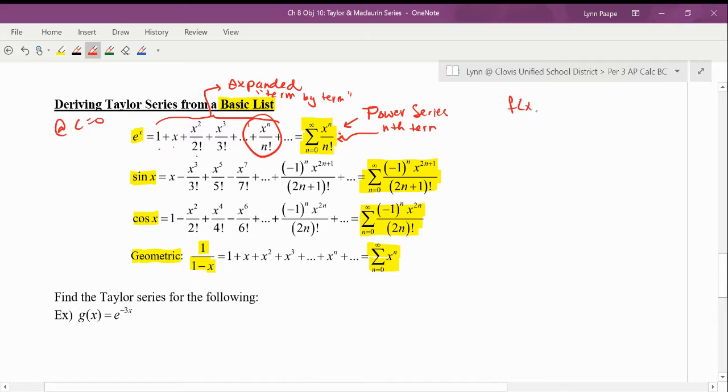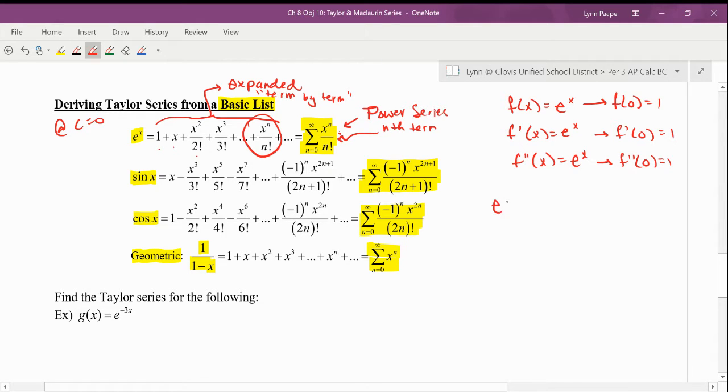So if you're like, oh man, I don't remember what it is, you would write e to the x. And then what is f prime? Well, that's also e to the x. And what is f double prime? That's also e to the x. And then it's centered at 0. So then f of 0 would be e to the 0, which is 1. And then f prime of 0 would still be 1. And f double prime of 0 is still equal to 1.